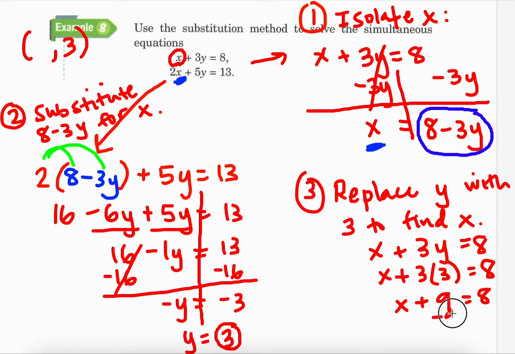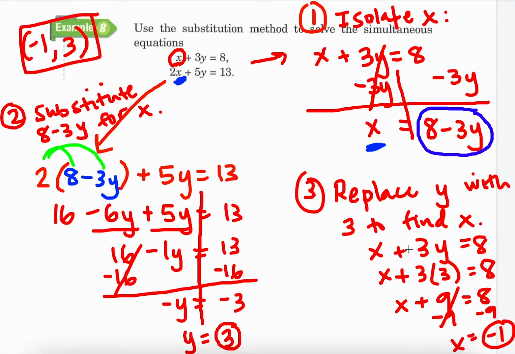Subtract 9 from both sides. So then x equals -1. Okay, so we get that x equals -1, so we have the solution (-1, 3). We know it works for the first equation. We could do some quick math on the second equation to just double check that it works.